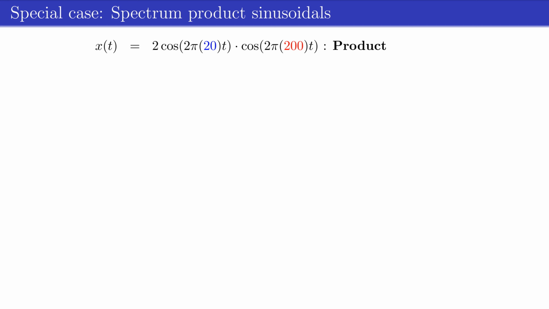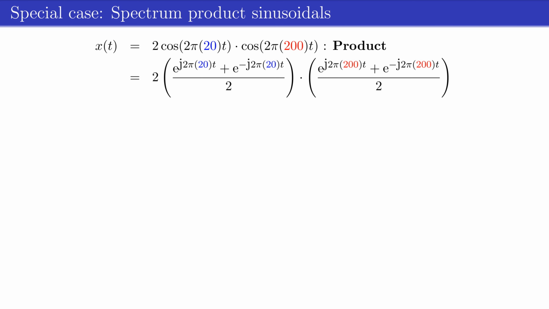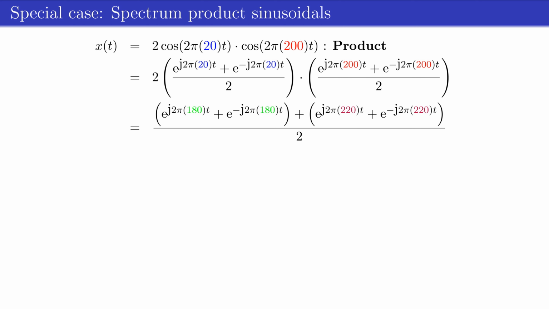We can find the spectral content of a signal which consists of a product of two sinusoidal components by applying the following steps. In the first step, we use Euler for each of the sinusoidal components. The product can now be written as a sum of four terms. The frequency of these four terms can be found as the sum and the difference of the original frequencies. In this example, 200 minus 20 is 180 Hz and 200 plus 20 is 220 Hz.